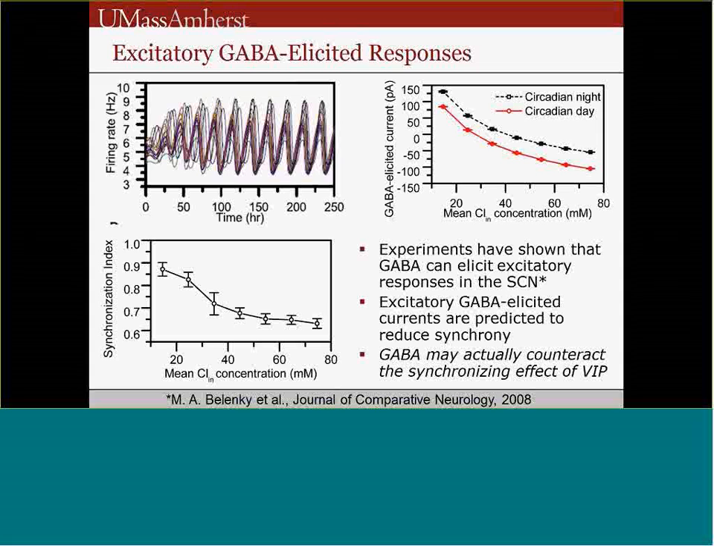We do the simulations with the individual neurons being very heterogeneous in terms of their period. So not all neurons are the same. That's why you don't get perfect synchrony. In this case, we wanted to study this effect of GABA.